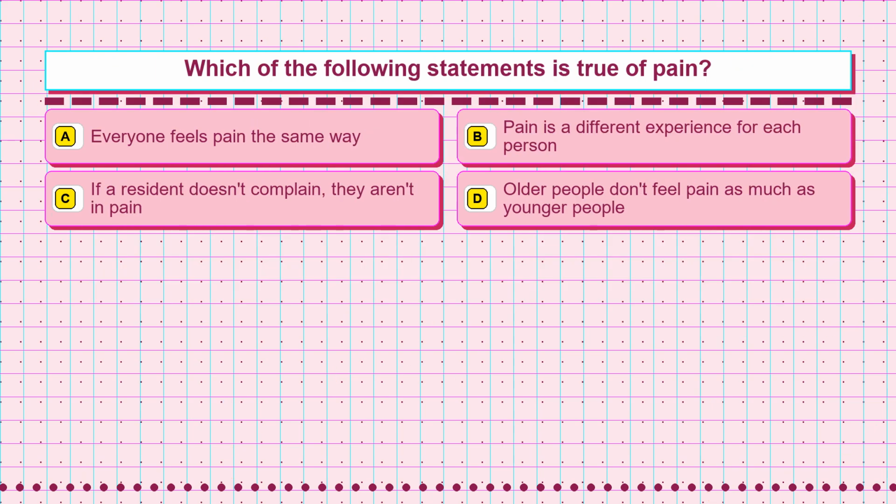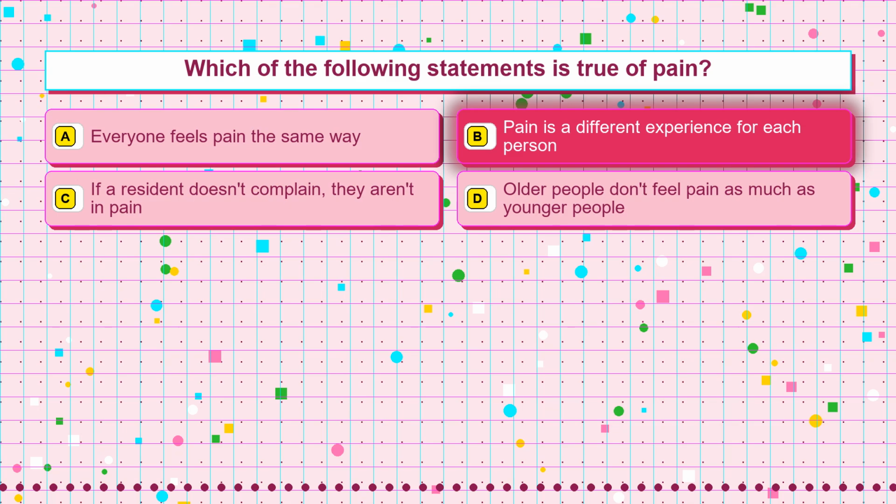Question 99. Which of the following statements is true of pain? Option A. Everyone feels pain the same way. Option B. Pain is a different experience for each person. Option C. If a resident doesn't complain, they aren't in pain. Option D. Older people don't feel pain as much as younger people.